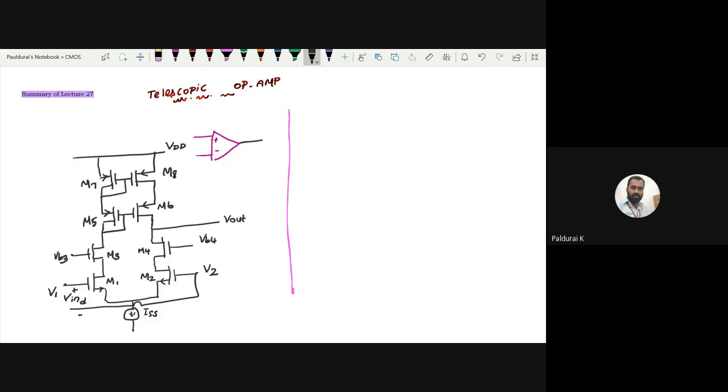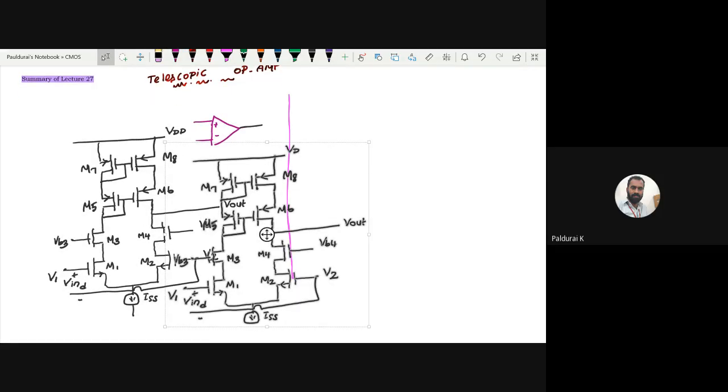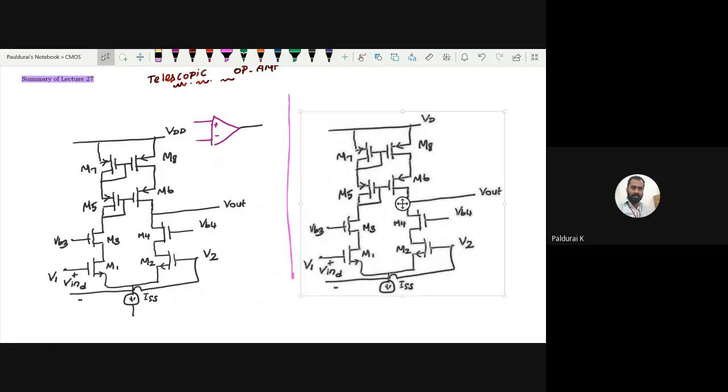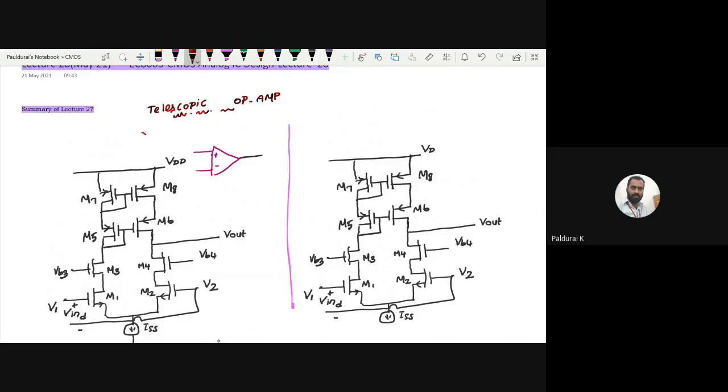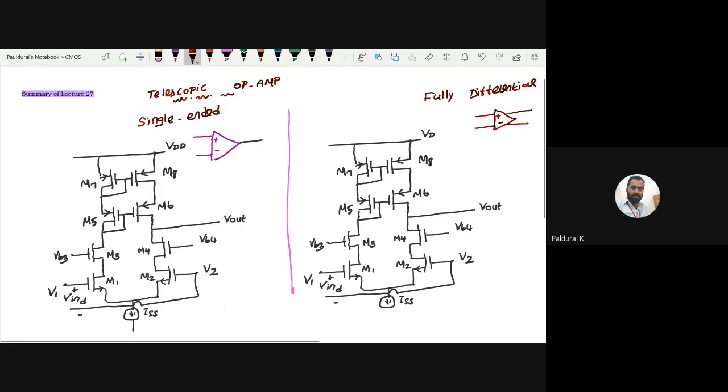And coming to the double-ended, double-ended in the sense fully differential op-amp. Fully differential op-amp in the sense, two inputs, two outputs. Both input as well as output are differential. That's why the name is called fully differential. So let me call this the single-ended telescopic op-amp, and this is my fully differential. What do you mean by fully differential? This is my block level diagram. So fully differential means both input as well as output are differential, so two inputs, two outputs.